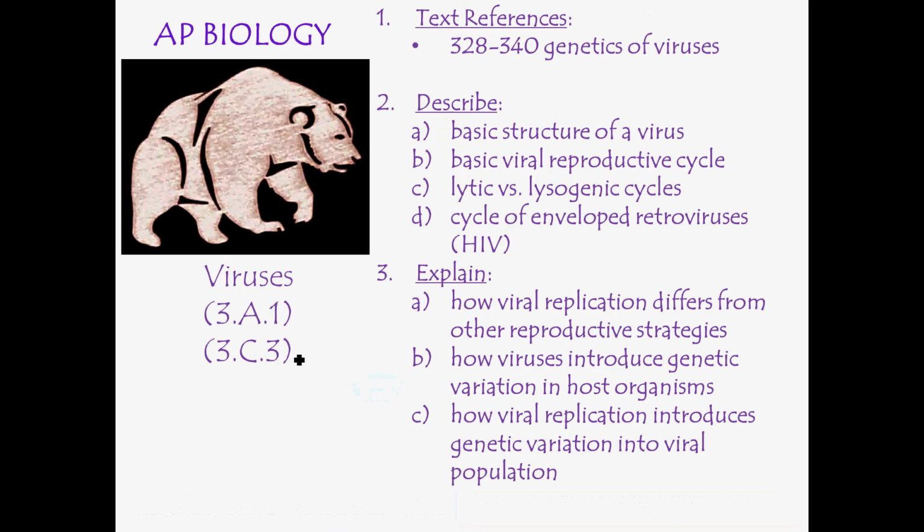So now you should take an opportunity here to review the basic structure of a virus, the capsid and some sort of nucleic acid core, and the basic viral reproductive cycle. You should be able to describe and explain the differences between the lytic versus the lysogenic cycles, and talk briefly about HIV, and how this viral replication is different from other reproductive strategies in that it is not asexual reproduction, and it's not sexual reproduction. You need a host cell in order to make more viruses.